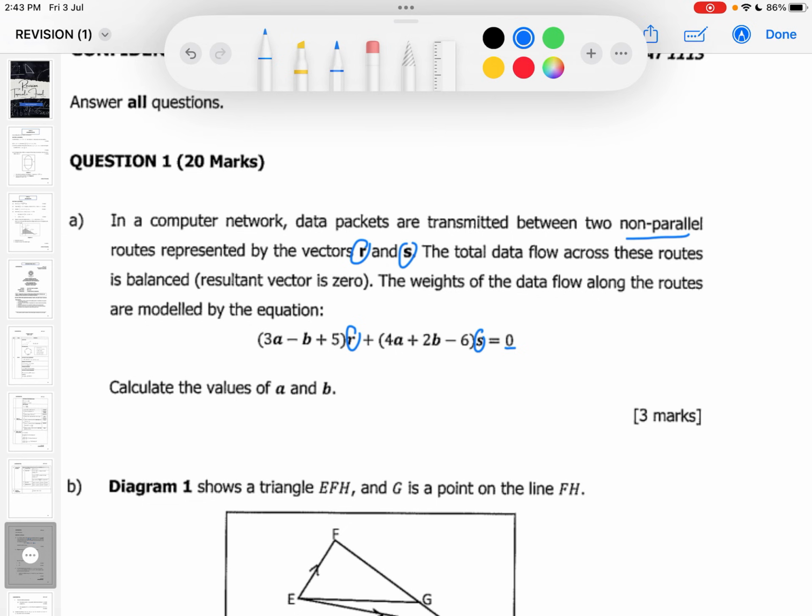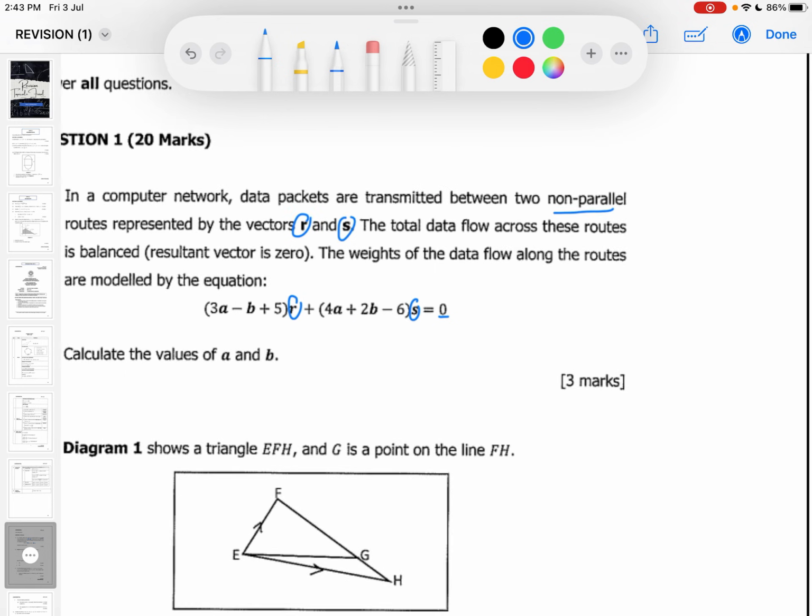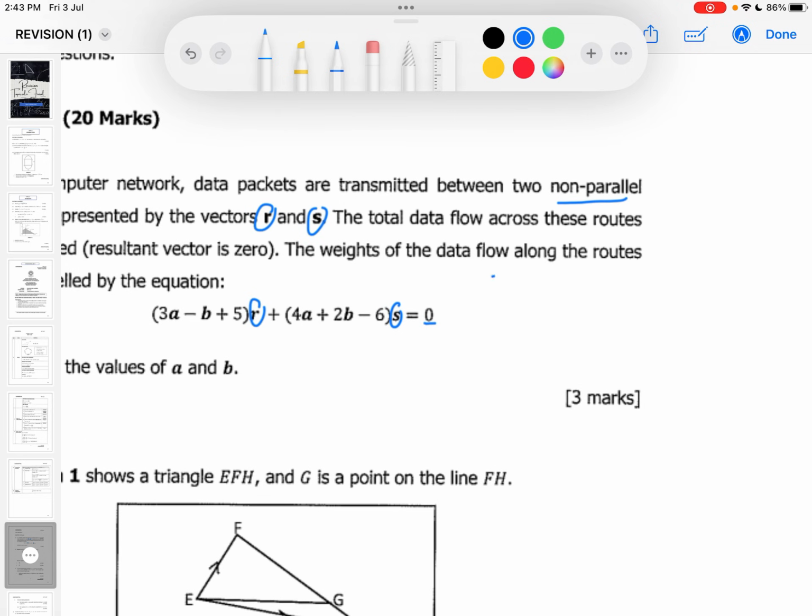Since they're non-zero and non-parallel, we're just going to set each coefficient to 0. So it's going to be 3a - b + 5 = 0. Don't take into account r, because we are literally setting it as 0. Then we're going to make b the subject: b = 3a + 5. So this would be the first equation.